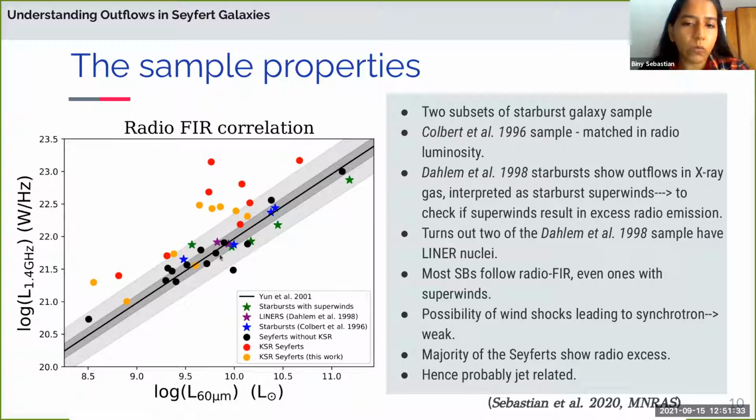But from this plot, we also notice that the starburst galaxies with superwinds, but not hosting an AGN, also tend to follow the radio FIR correlation very closely. So what this means is that even though there are supersonic winds, such winds are often not strong enough to reproduce the radio emission through shock acceleration. So it's likely that the radio excess in Seyferts is related to jets. We cannot, however, rule out any magnetohydrodynamic AGN winds.